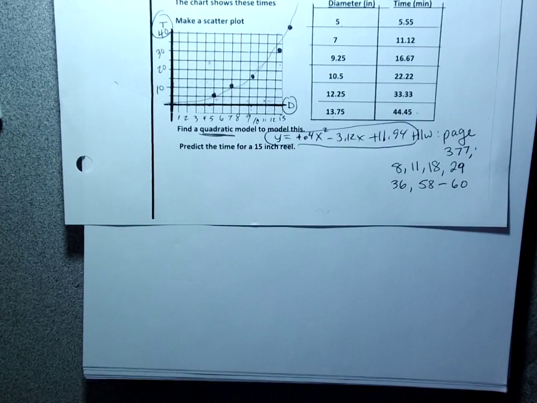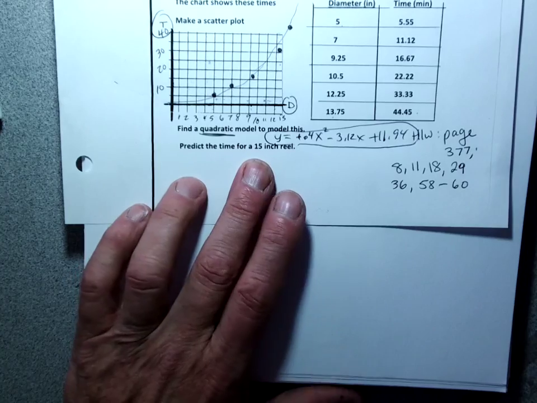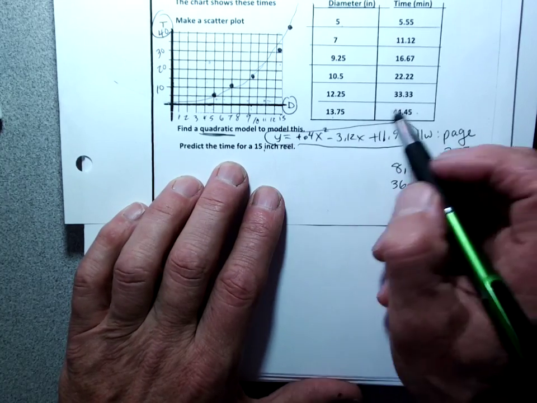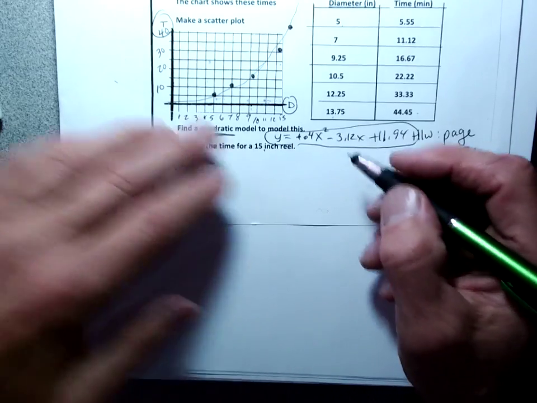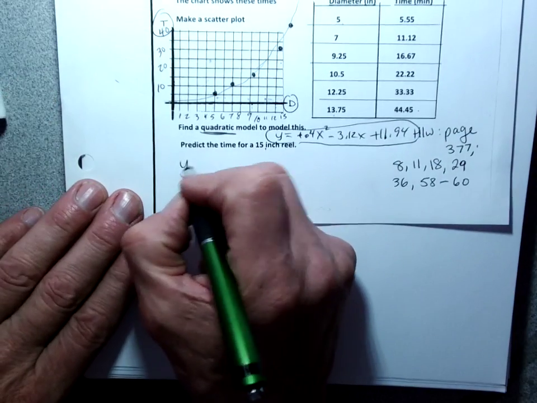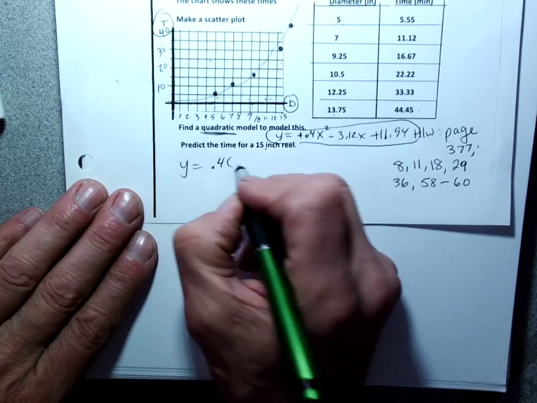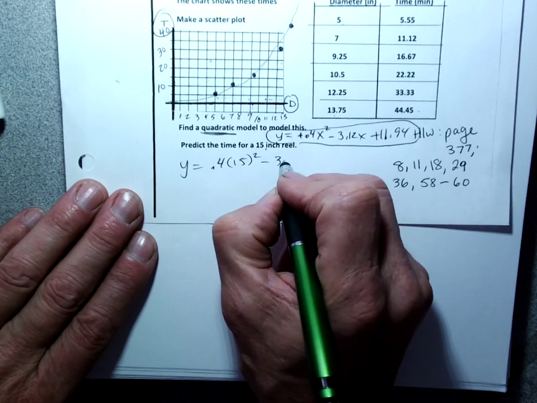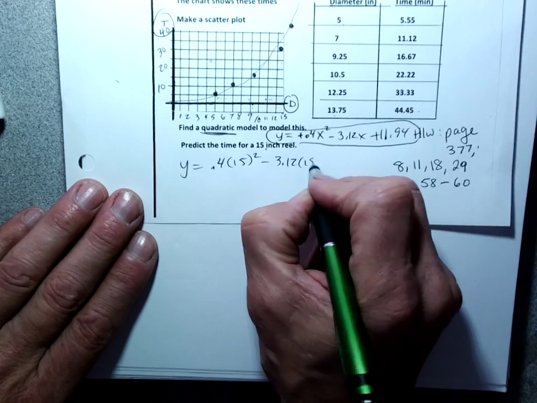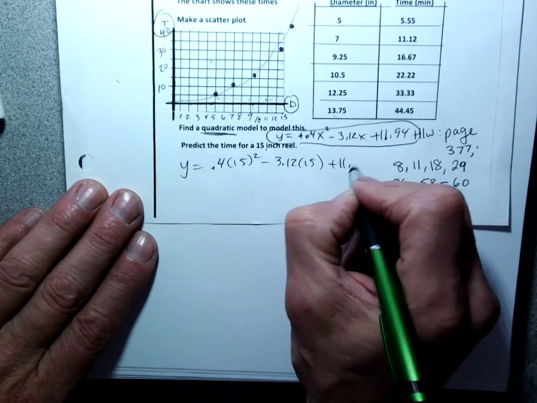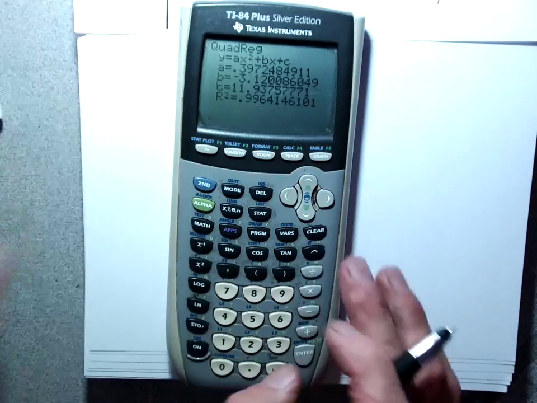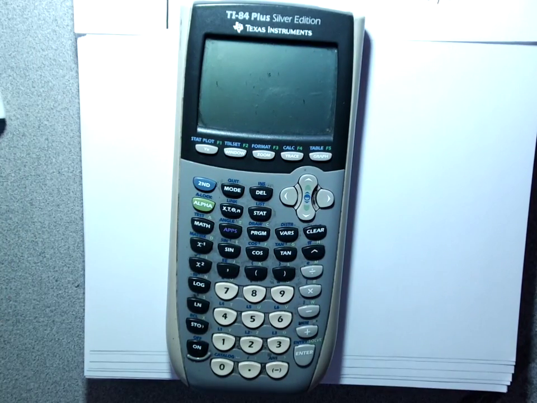Now, it gets pretty easy because if I want to predict the time for a 15-inch reel, I'm just going to plug it in, right? So y equals 0.4 times 15 squared minus 3.12 times 15 plus 11.94, and I just let my calculator do the work. You guys agree? Don't make it too hard. Let my calculator do the work for me.